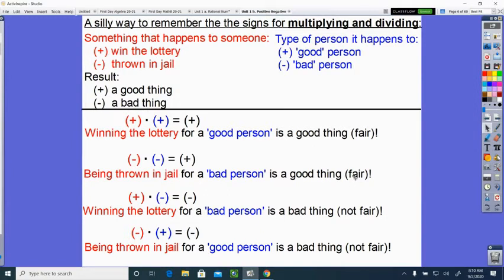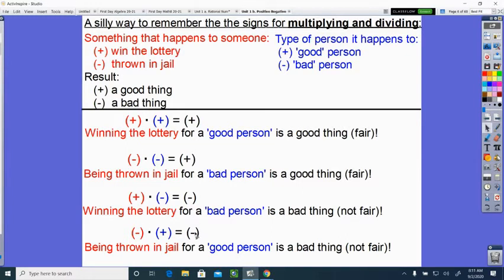That's fair. Now let's talk about one of each. Winning the lottery, a positive thing happening to a bad person. If winning the lottery happens to a bad person, wait a minute, it's not fair. That would be a negative. And if a bad thing, like being thrown in jail, happens to a good person, wait a minute, that's not fair. That would be a bad thing.